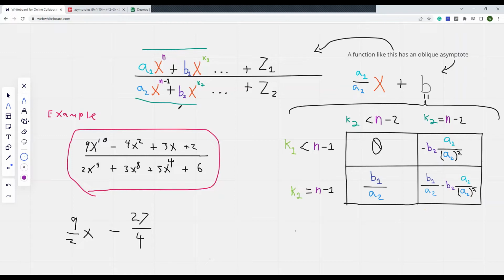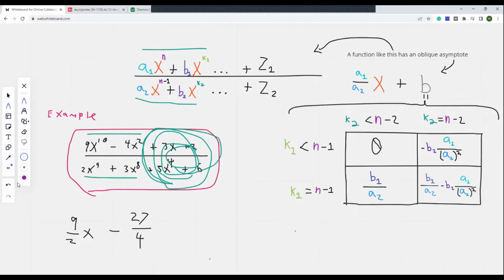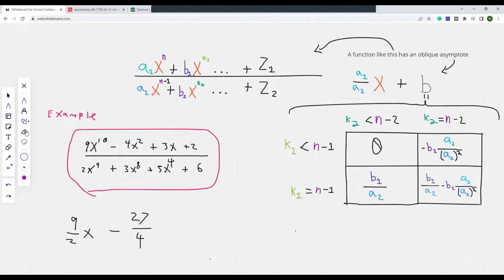The only thing that matters here is the terms being raised to the highest and second highest powers in both the numerator and denominator. So what that means, in our example here, all we have to worry about are those 4 terms, right? The 9x to the 10, the minus 4x squared, the 2x to the 9, the plus 3x to the 8. That's all we have to worry about, okay? Those other ones I just circled, we don't even need to worry about them. We don't need to care. They can't dictate anything about the oblique asymptote. Okay, wow, that's great. So let's try another one. Let's see how easy this can be with some different examples.